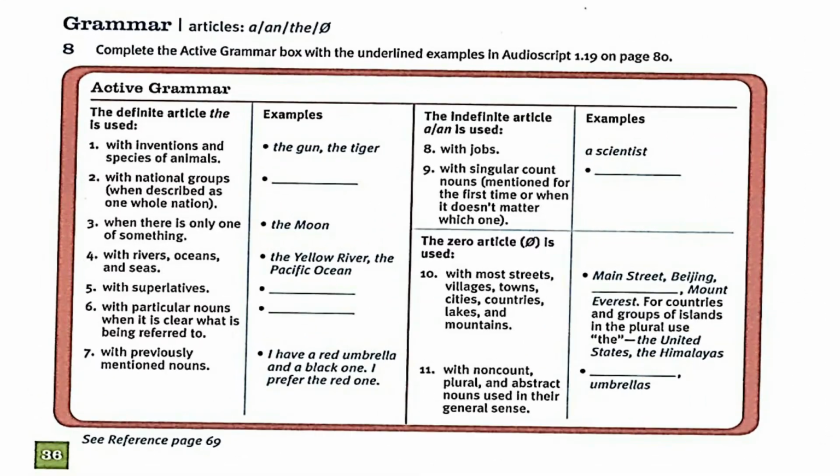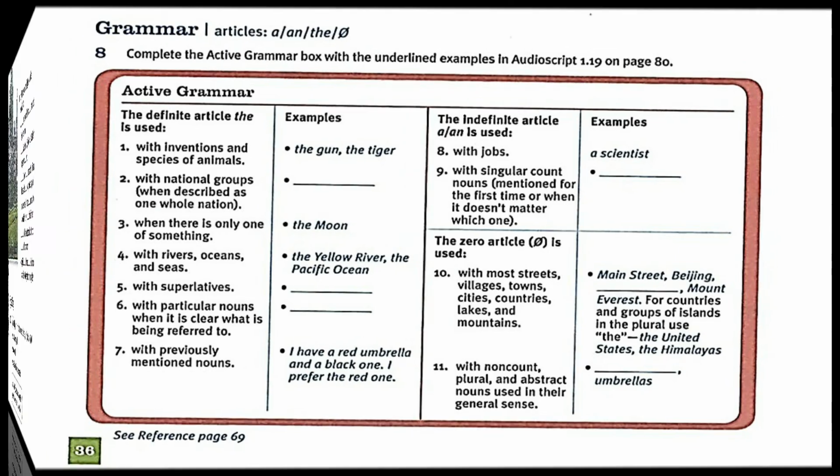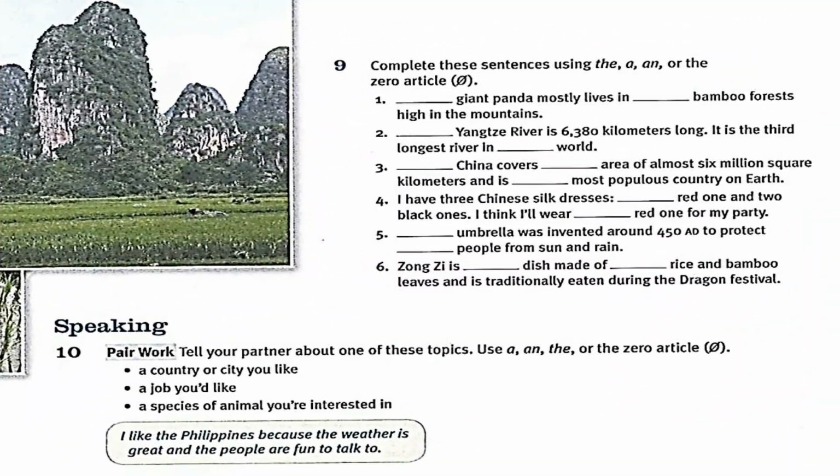Here is the grammar: articles a, an, the, and zero. Please open the audio scripts from this video and fill in the missing information in the chart. After you learn about the articles in context, I believe now you can complete these sentences using the, a, an, or the zero article.